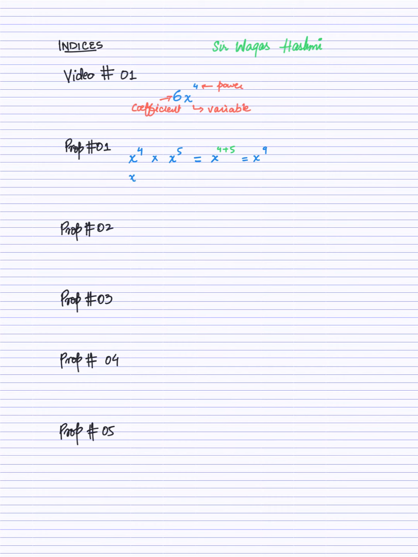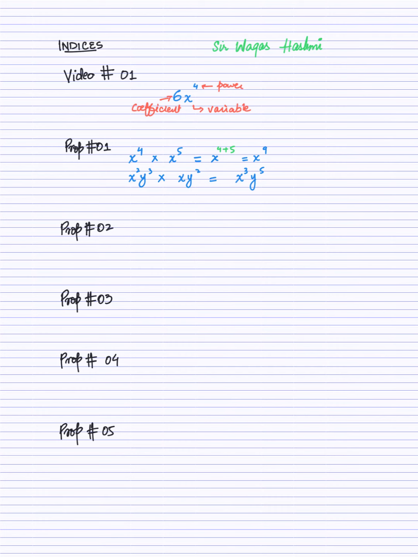Similarly, if it says x square y cube multiplied by x into y square equals what? Now, we have 2x here and we have 1x here. So in total we have 3x, so it will be x to the power 3. For y, we have 3y here and 2y here. So total y is 5. So that is the first property of indices, that if you have the same bases, the same variable, and they are multiplying, you need to add their powers. That is the first and the basic property.